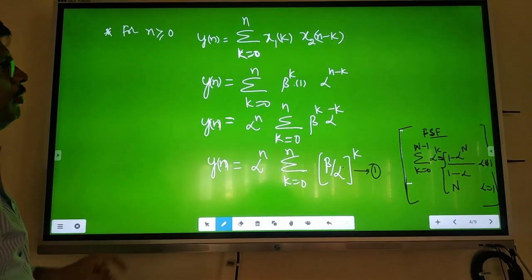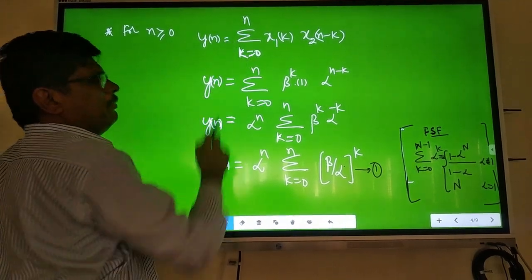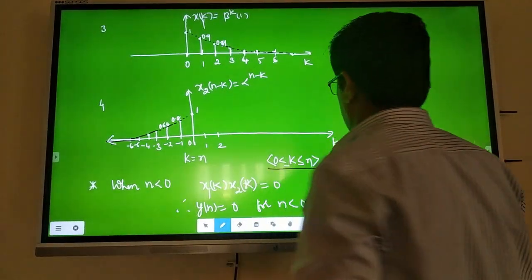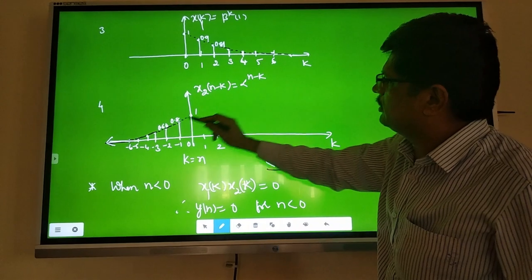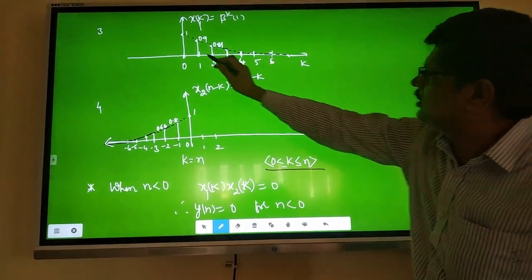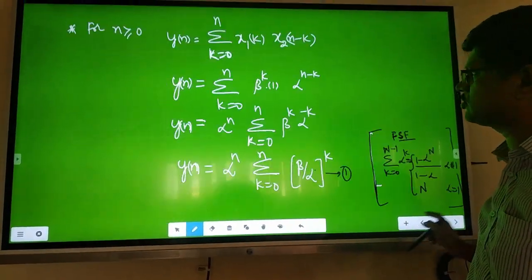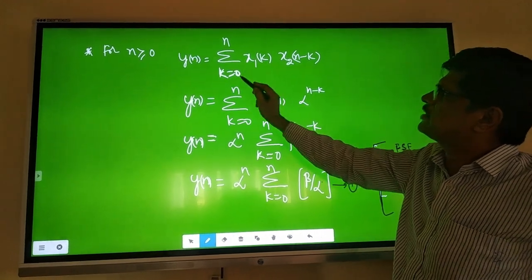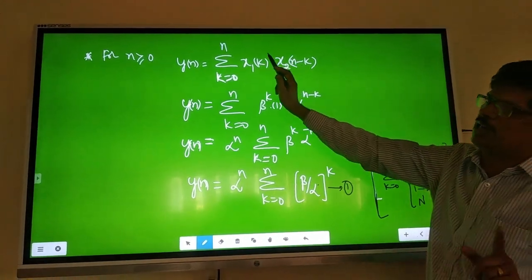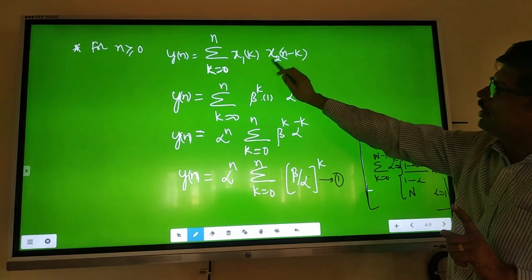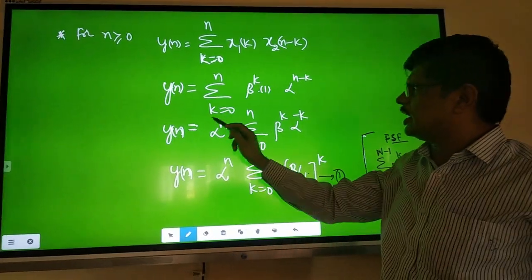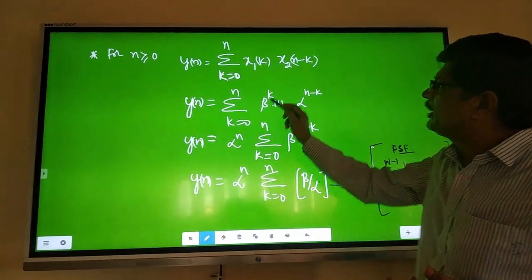Your y[n] varies, as I told you, with k varying from 0 to n. This is what I said: k varies from 0 to n, and each time the sequence shifts to this side, so from 0 to n you will get the answer. That is why I am writing the summation, k equal to 0 to n, x1[k] into x2[n minus k]. Then substitute, k equal to 0 to n.